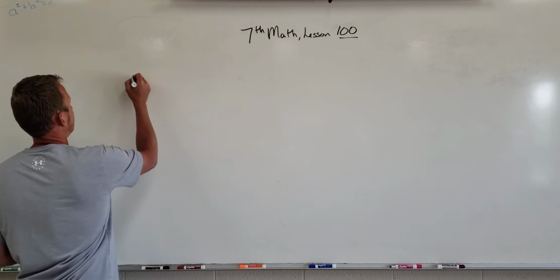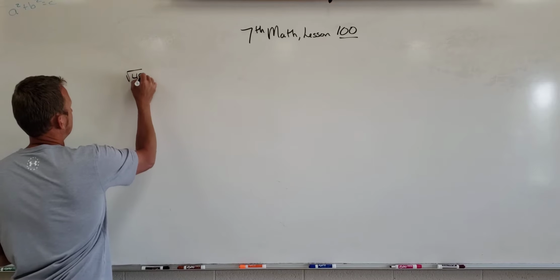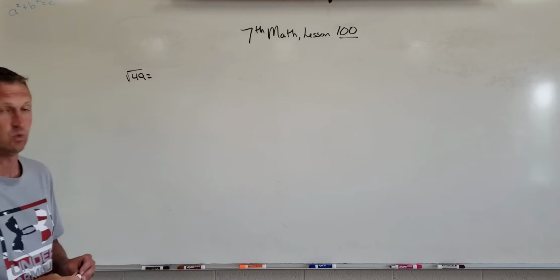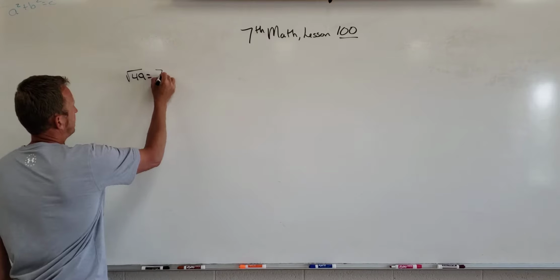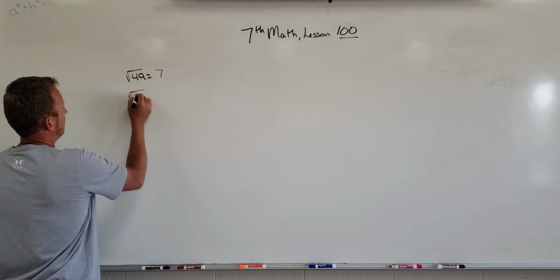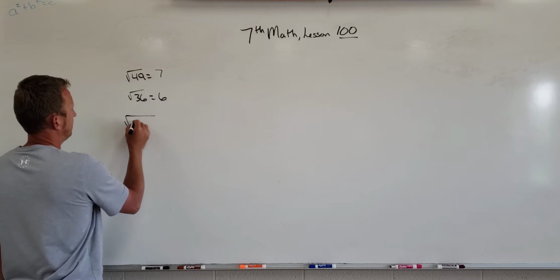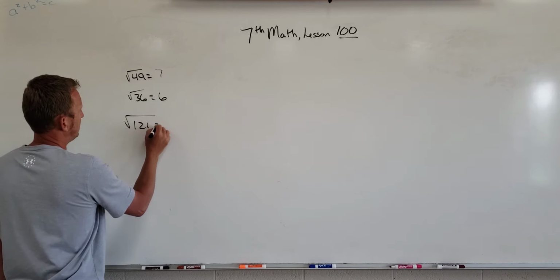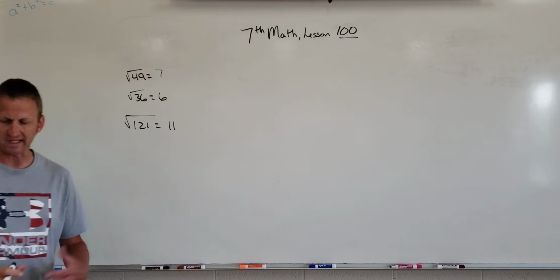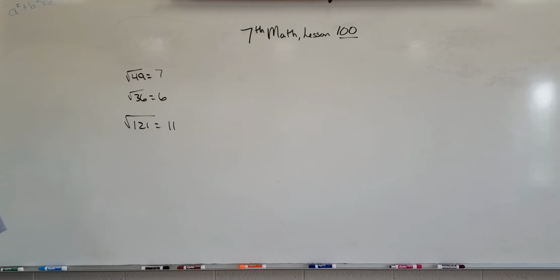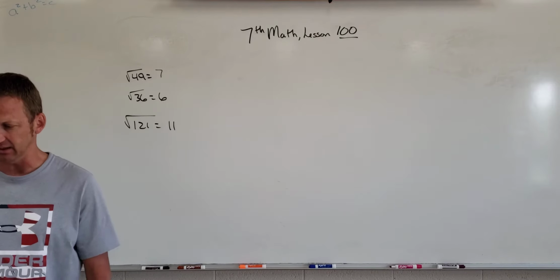Now, we have been talking about square roots. Square root of 49, what times itself is 49? 7. Square root of 36, 6. Square root of 121, 11. What times itself is that number? So today we are talking about estimating.